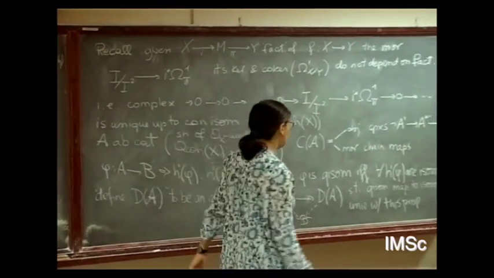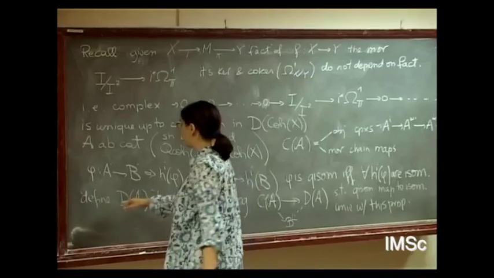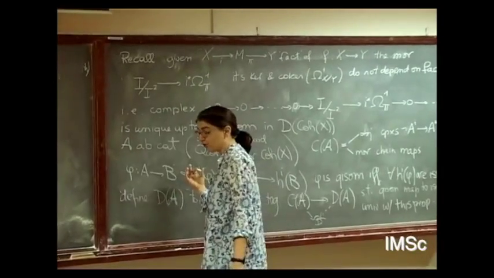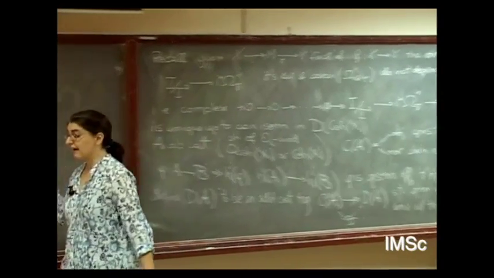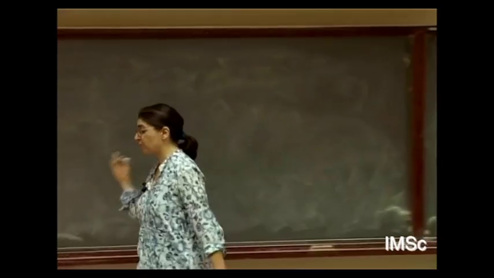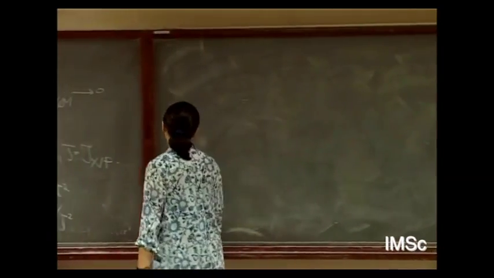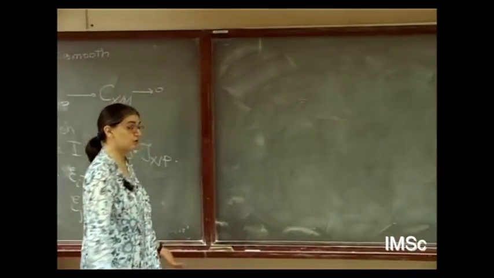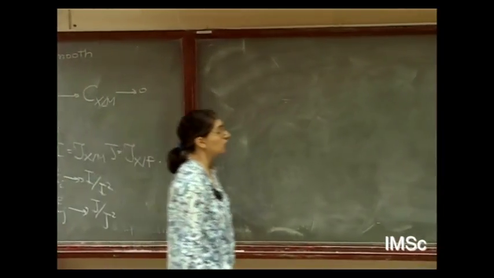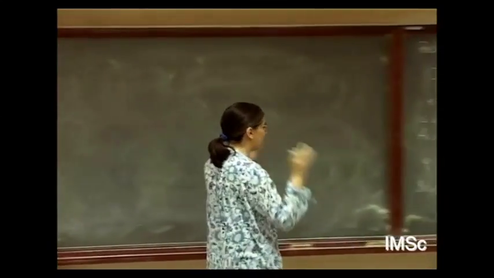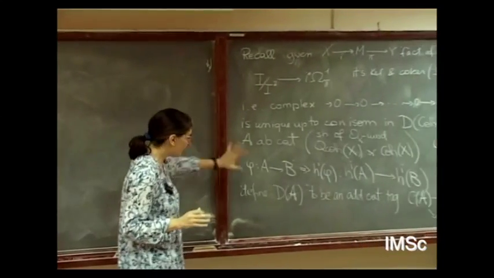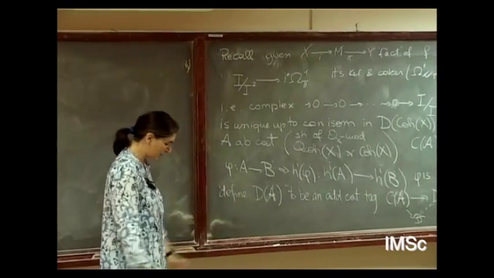But what you do when you work in derived categories, you can weaken this assumption, and so you get derived functors, for instance, for pullback or for tensor products, which are extremely useful. So if you are not familiar with the derived category, learn it today.